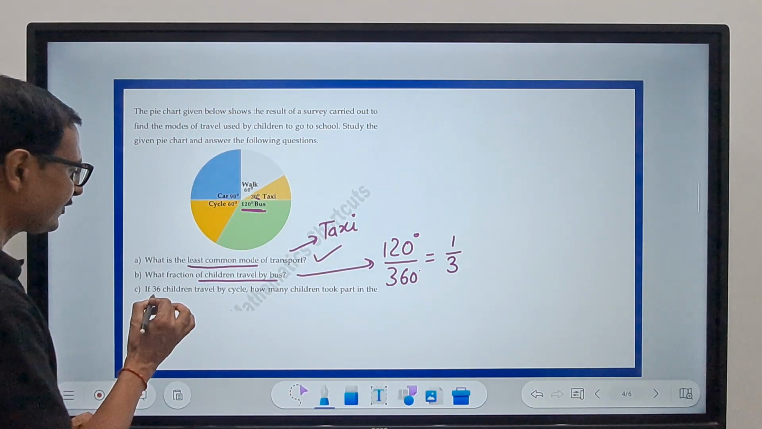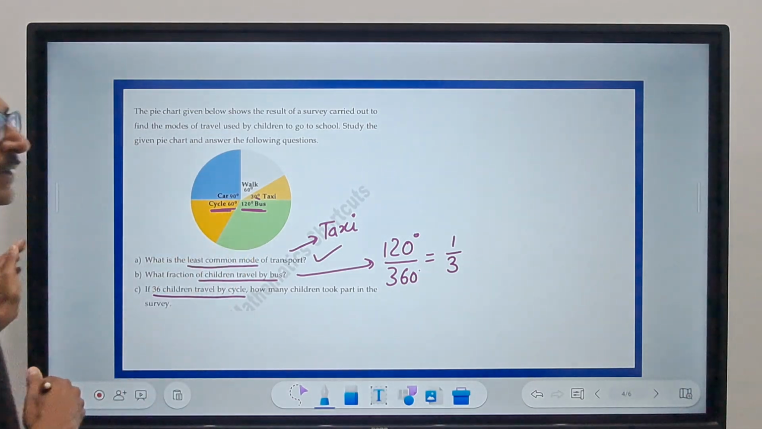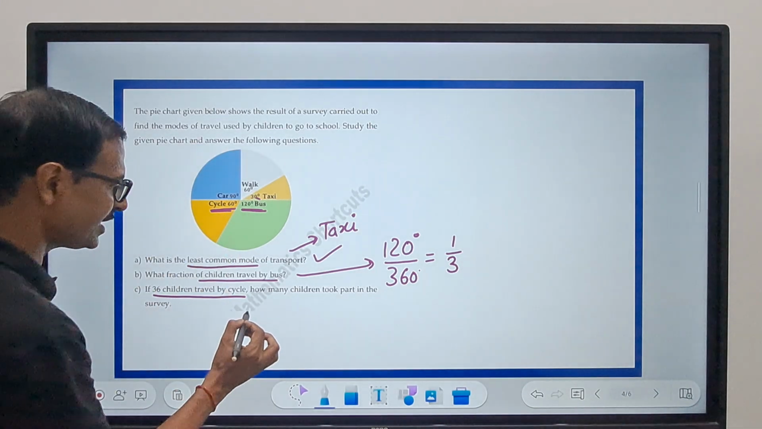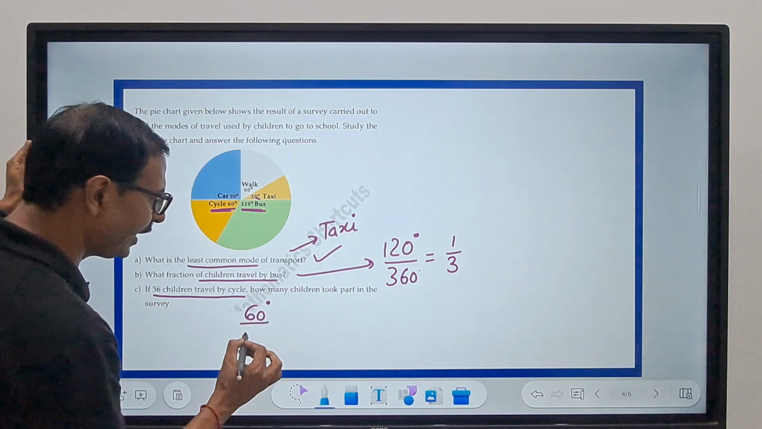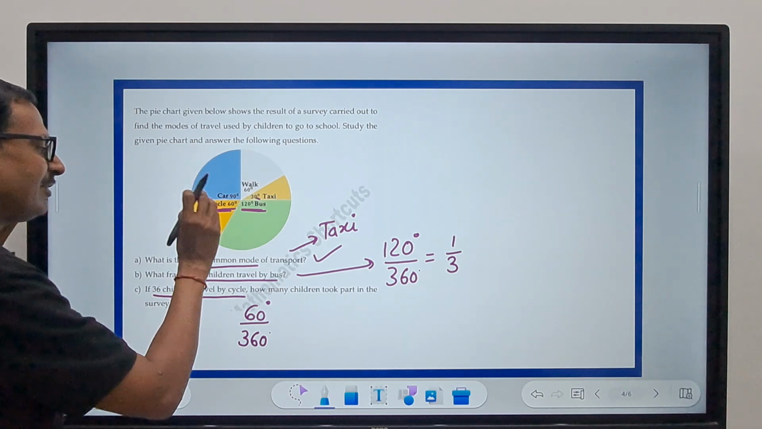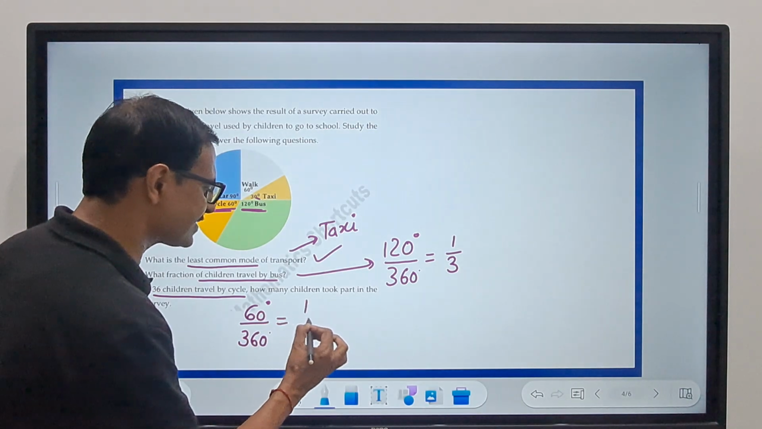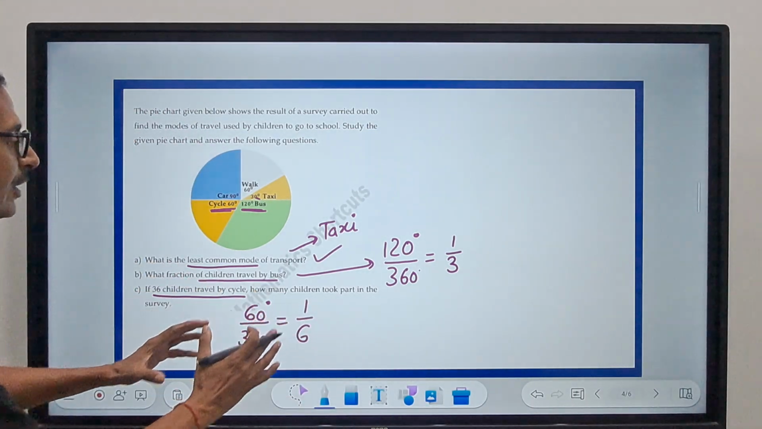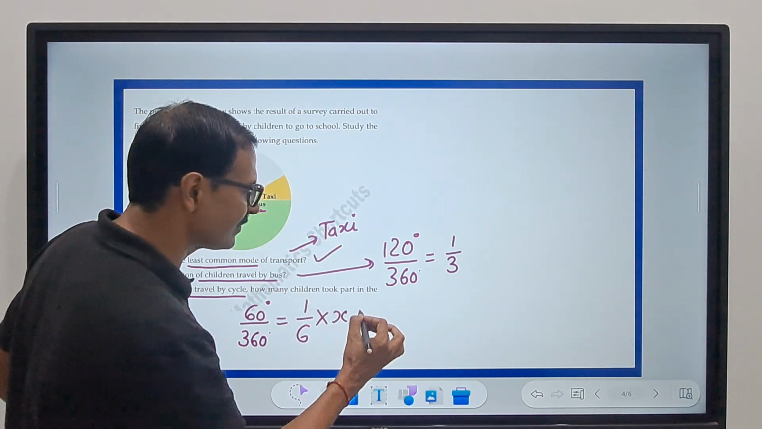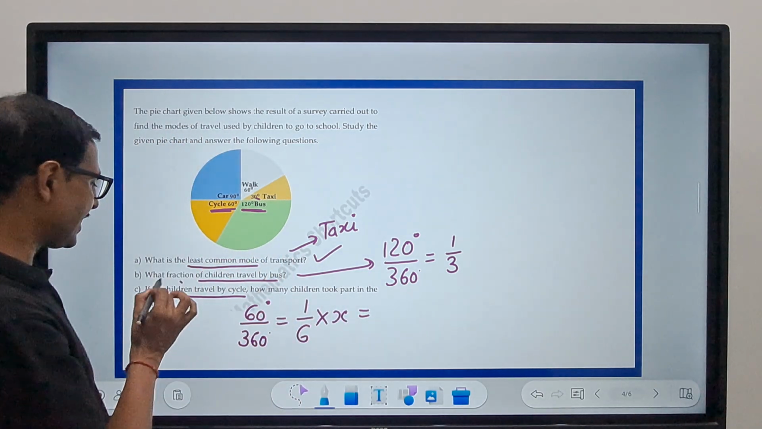The last one, if 36 children travel by cycle, so if you can see here, cycle is how much? It is 60 degrees, right? Now 60 degrees out of a total of 360 degrees, right? This is the fraction of the children traveling by cycle, correct? Now this fraction is 1/6, right? And 1/6 of what? 1/6 of the total number of students. If you assume that the total number of students is x, then 1/6 of x is the number of children traveling by cycle, and that is given in the question as 36.